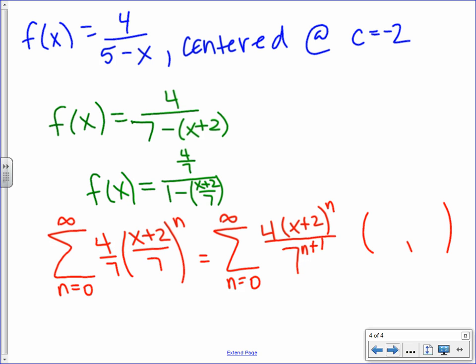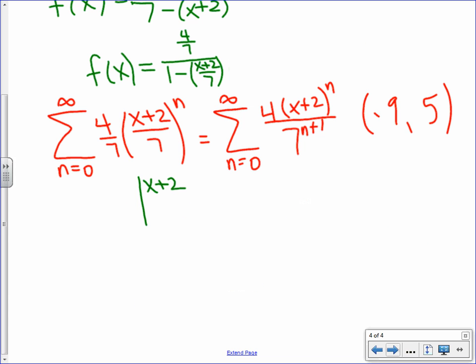-9 to 5. -9 to 5. Talk us through that, please. Because it has to be less than 1, so you've got to have a radius of 7. Yes. Sure. The radius is going to be 7, and then you do some math. You need to explain a little better than that, please. You've got to find out what x value will get you 7, and what x value will get you -7.